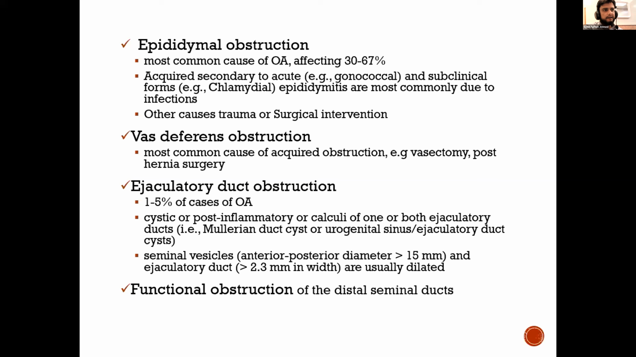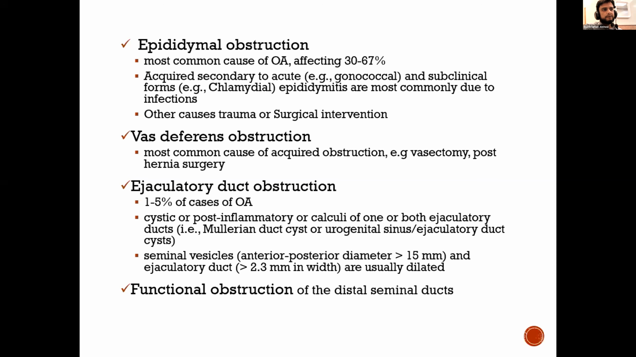You can also find obstruction at the level of the vas deferens, which is the most common cause of acquired obstruction. This is not very common in our region, but vasectomies are done in other parts of the world, where they have elective vasectomies and all.